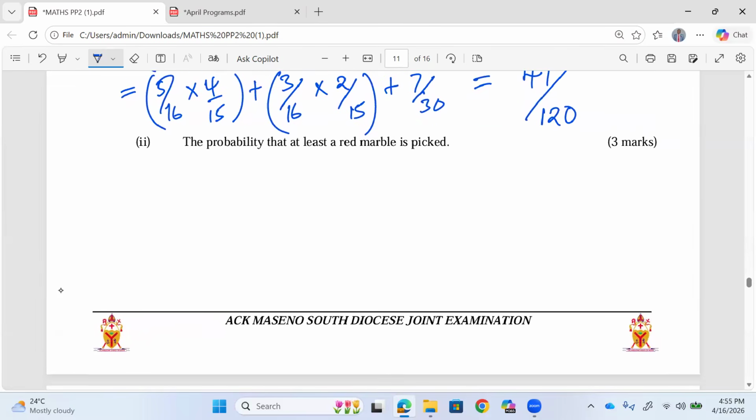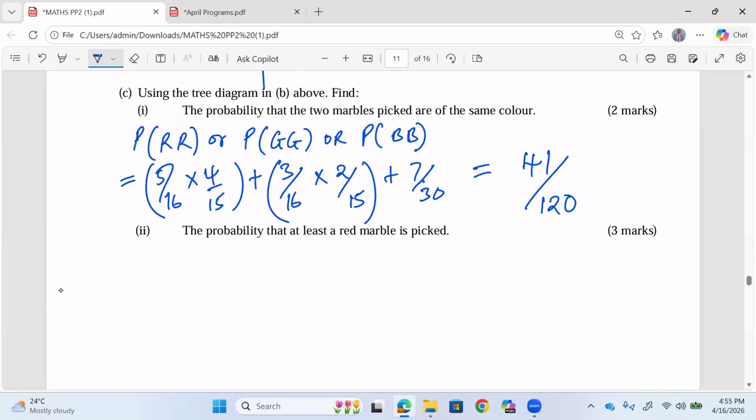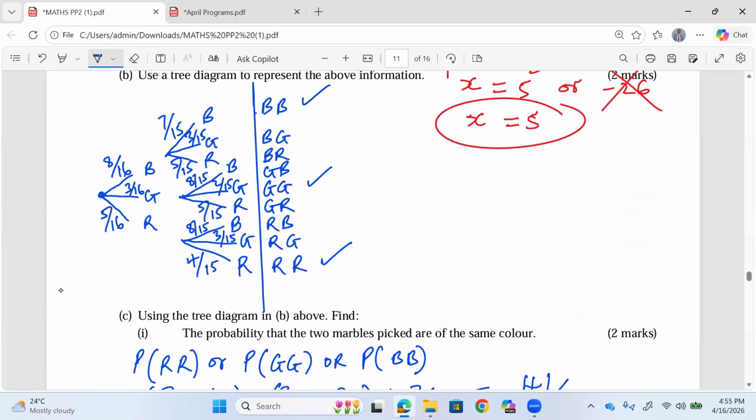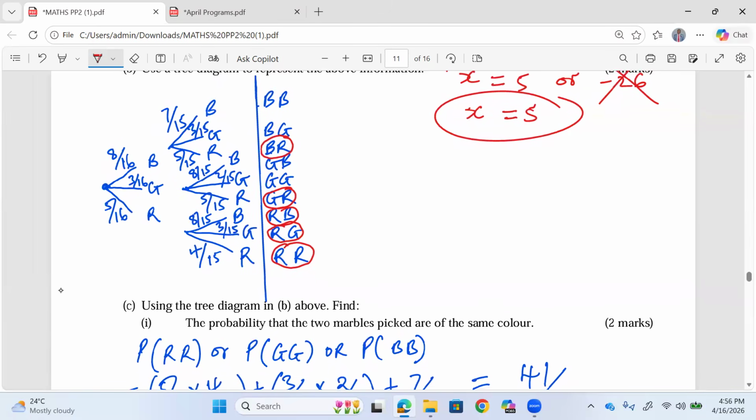Then part 2, ladies and gentlemen. Now the probability that at least a red marble is picked. Let us check the cases that bear a red somewhere. This is one case. This is another case. This is another. At least there is a red. So all the cases where a red features, either one or more.